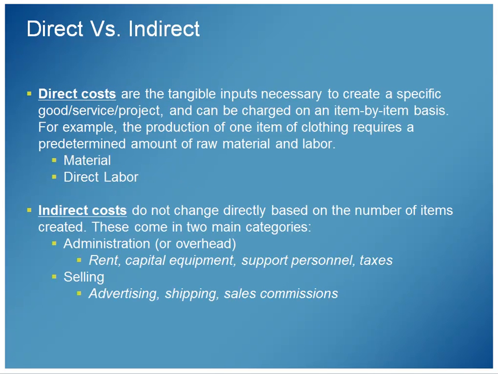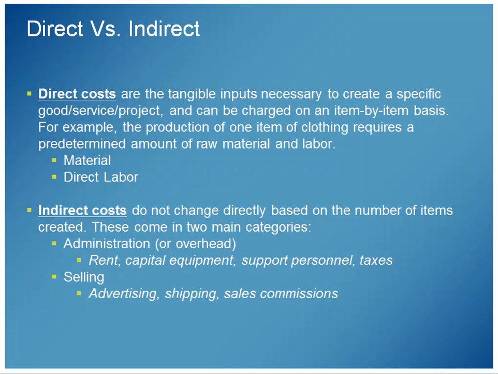So direct versus indirect, and I kind of went ahead and spelled this out. This is similar to what you read in your book, but different as I summarize it myself. Direct costs, those are the tangible inputs necessary to create a specific good, service, or product. It can be charged on an item-by-item basis. So we're talking about producing widgets is the classic example. We want to say producing tennis shoes, or we're producing lawnmowers.